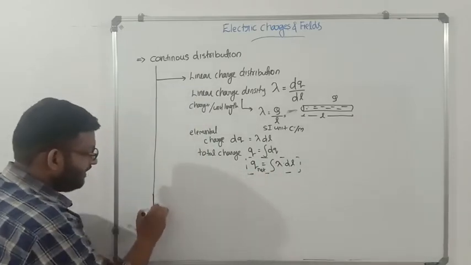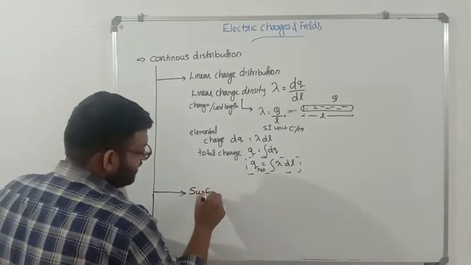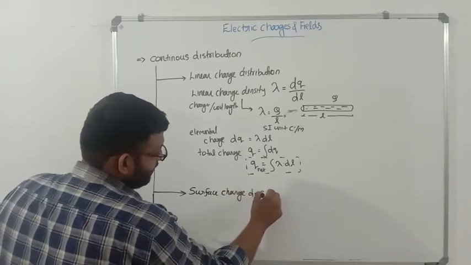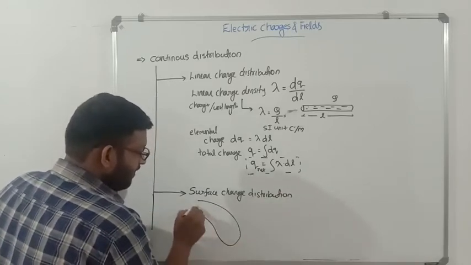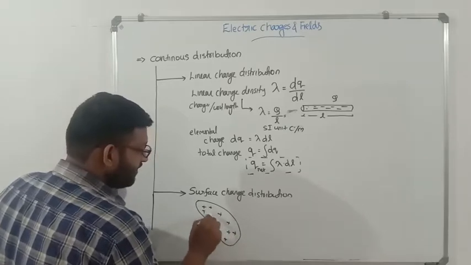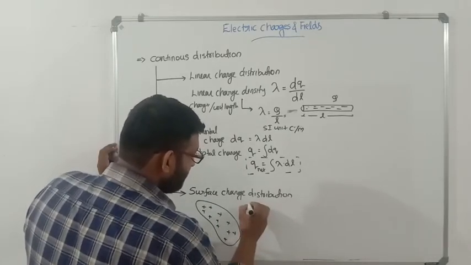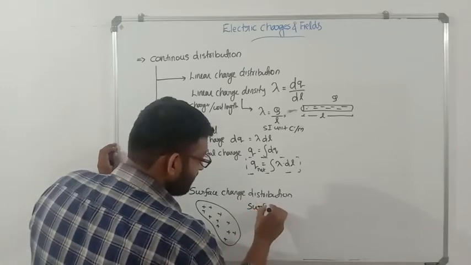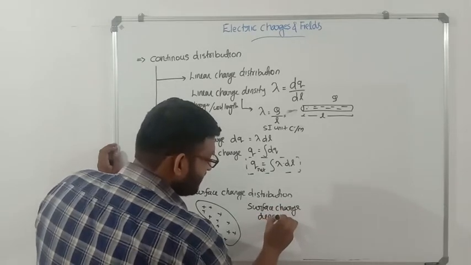And when you come to the very next one, that is called surface charge distribution. And you know what is surface charge distribution? Suppose you select a surface. In the surface, many charges are present. We call it sigma, surface charge density. This is another function we use.